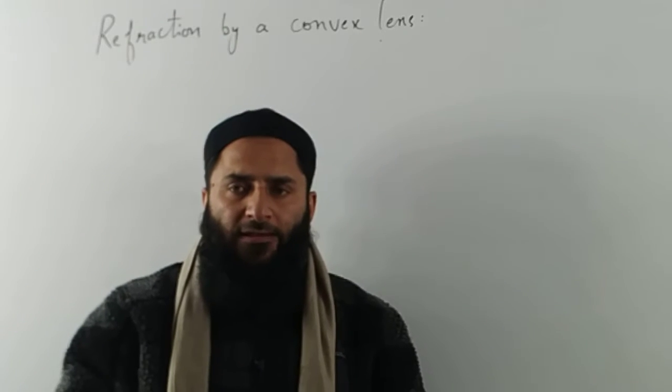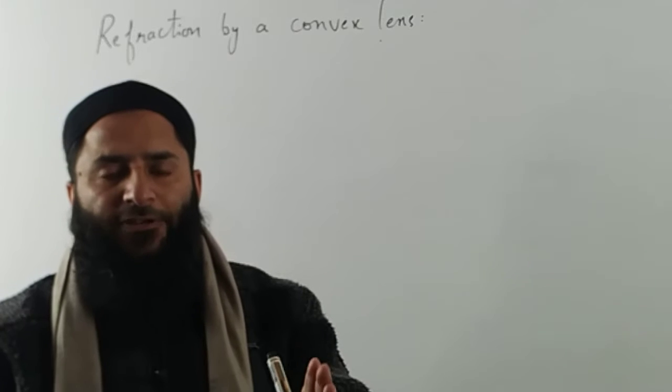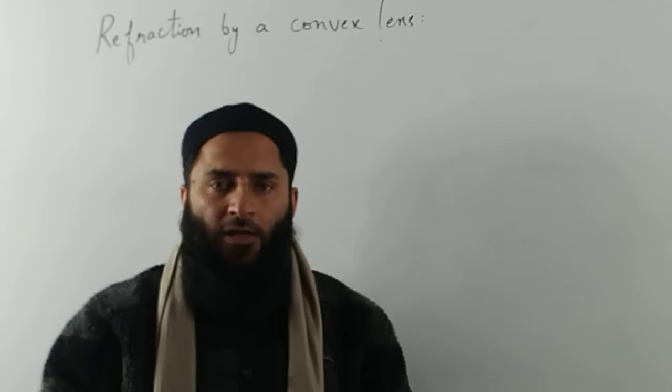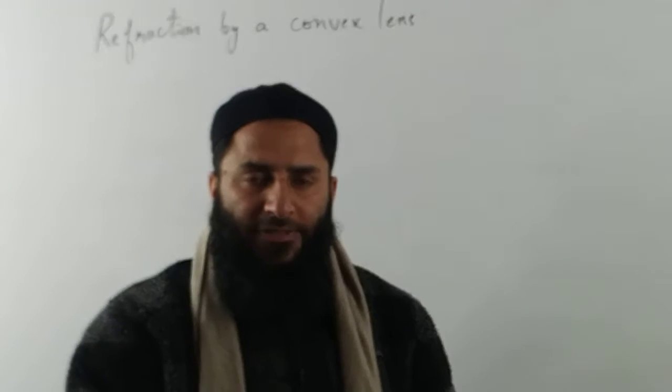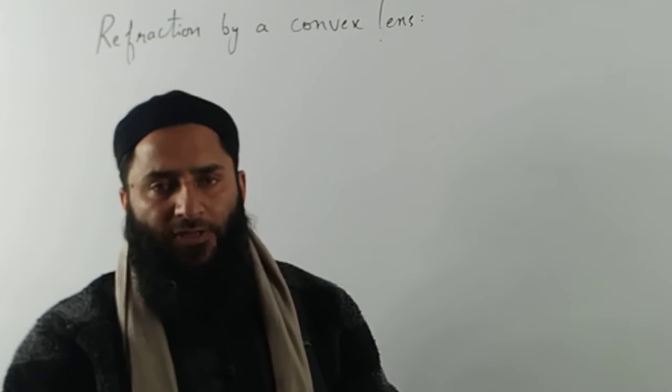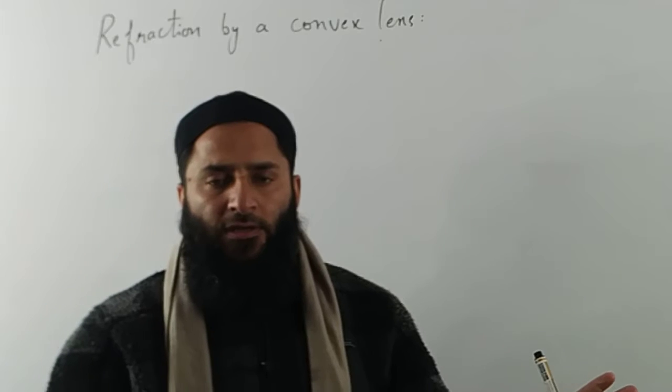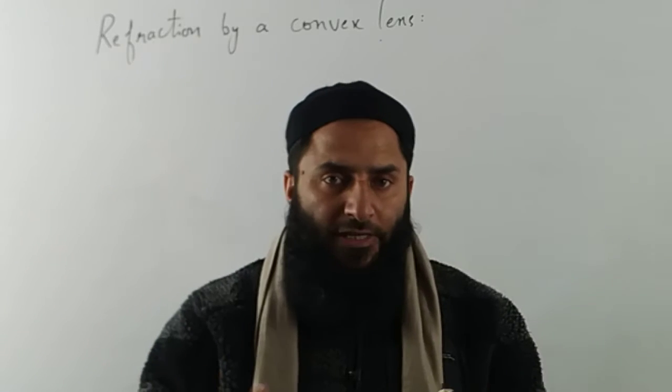In simple words, we have to understand when an object is placed in front of a convex lens, where is the image formed, what is the nature of the image, what about the size of the image, and what about the orientation of the image.